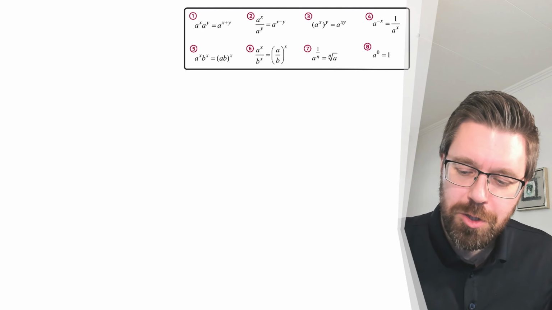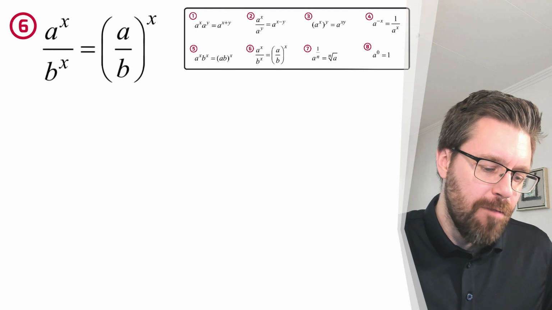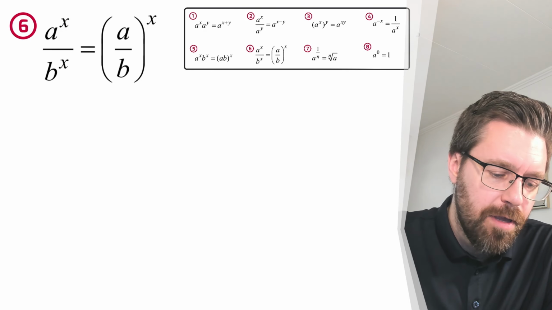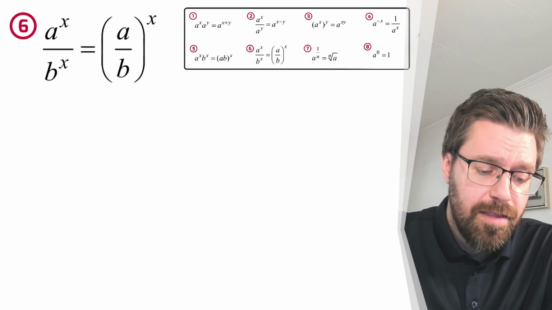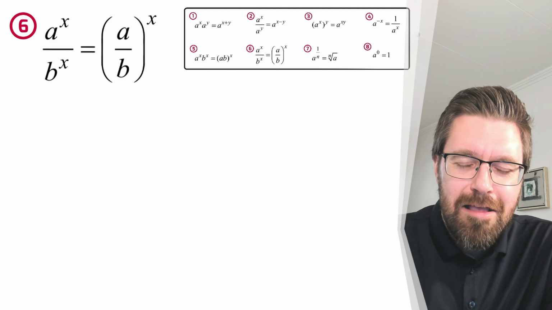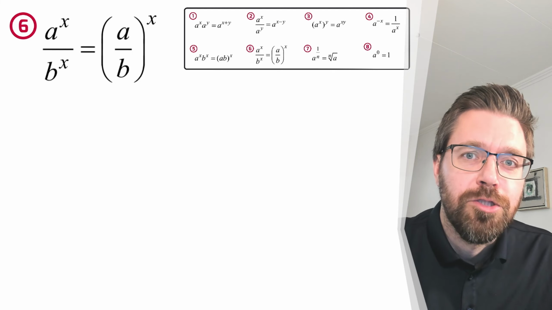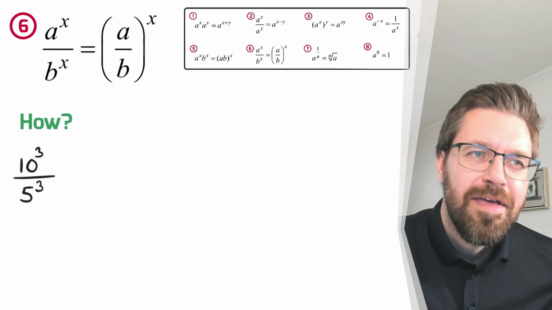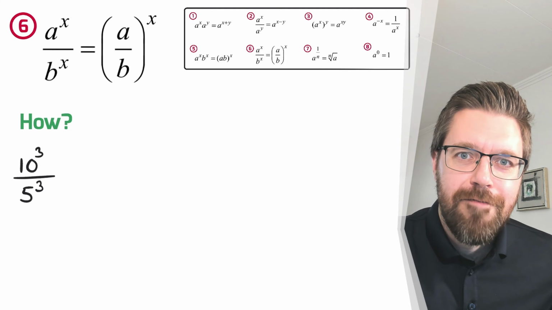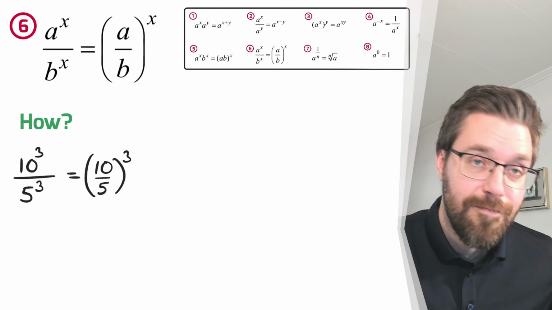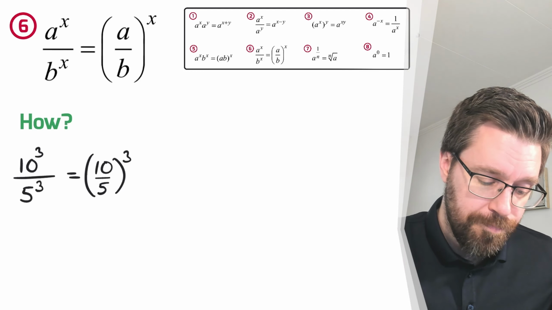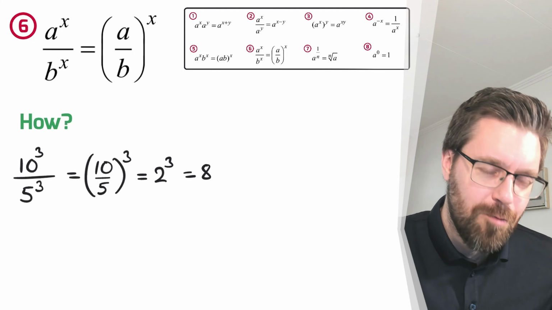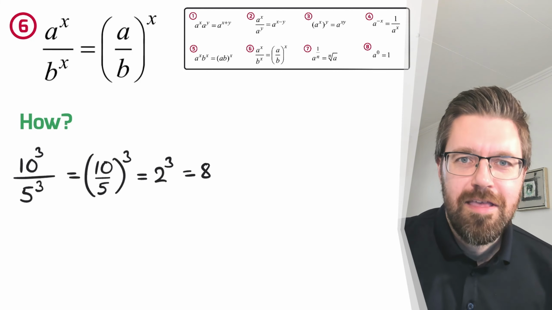And now it's time for rule number 6. It is when we have a division with the same exponents in the powers. Then we can divide the bases first and then raise to the exponent. It is very common that you do this from right to left in this rule. Okay, so 10 raised by 3 divided by 5 raised by 3. You can divide 10 and 5 first, and then it gets 2 raised by 3 at the end, and it equals 2 times 2 times 2 equals 8.